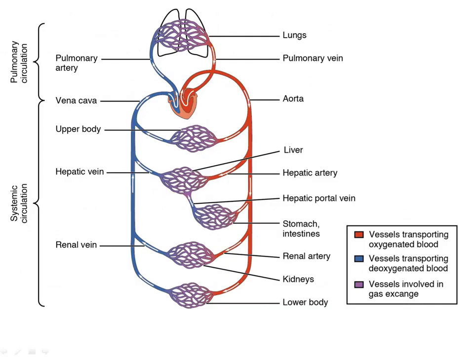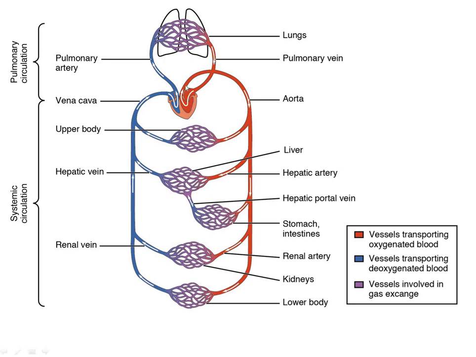So just a little look at different types of vessels. So you've got your pulmonary artery, which takes deoxygenated blood to the lungs. And then you've got the pulmonary vein, which takes oxygenated blood back to the left side of the heart. Just to note that the pulmonary artery is the only artery that takes deoxygenated blood, and the pulmonary vein is the only vein that takes oxygenated blood, so it's the opposite way around to what you usually think.